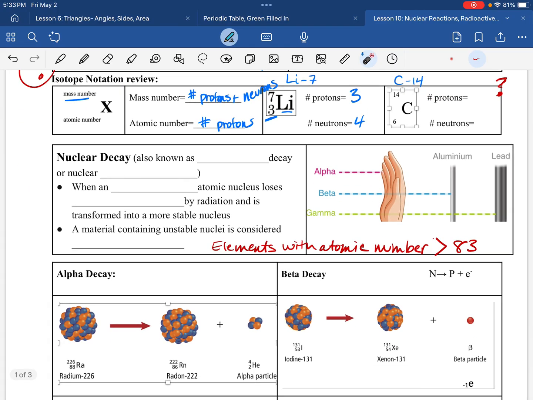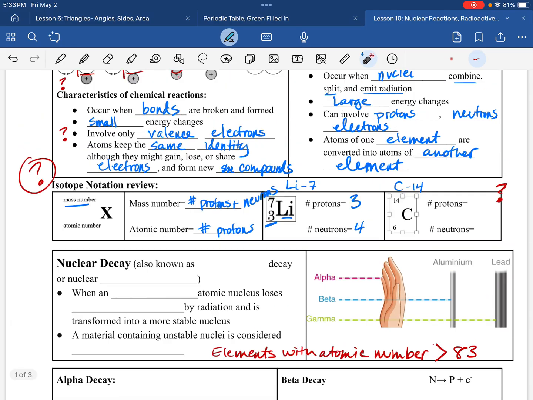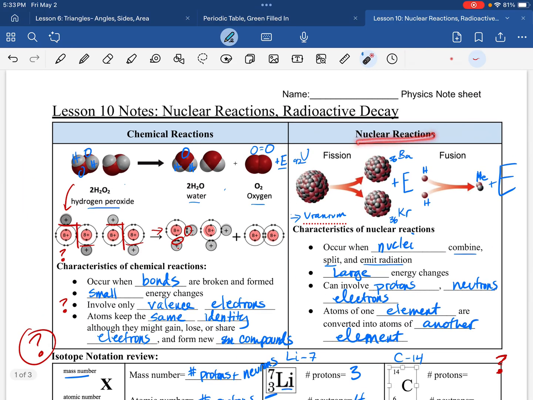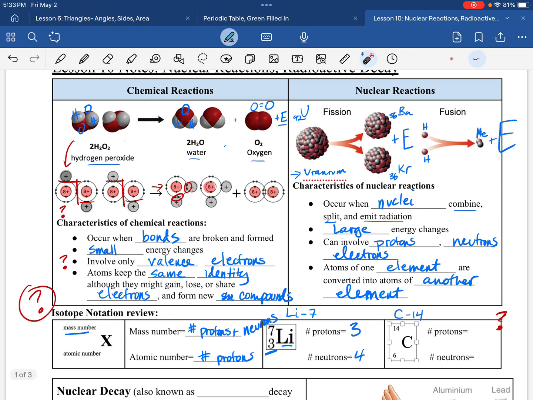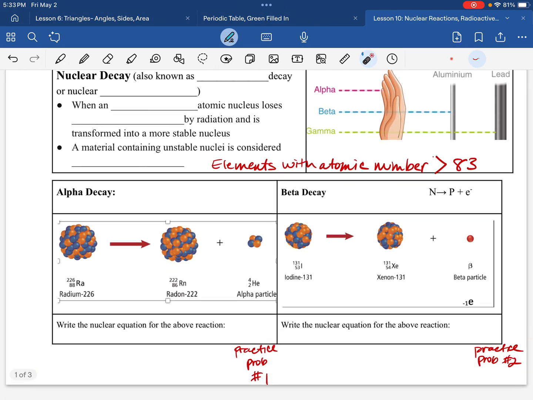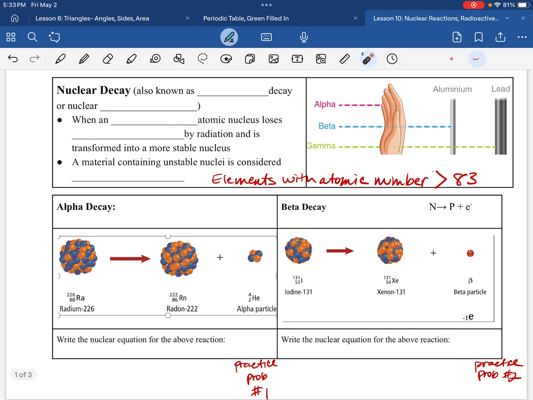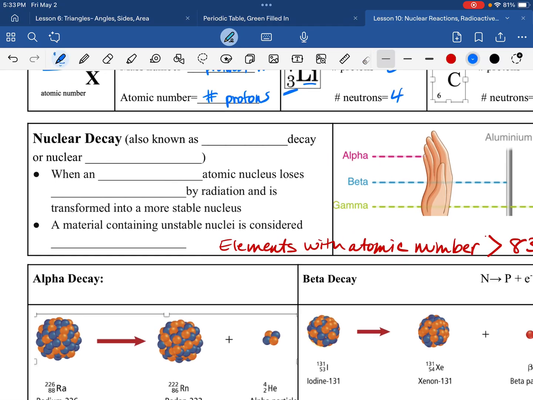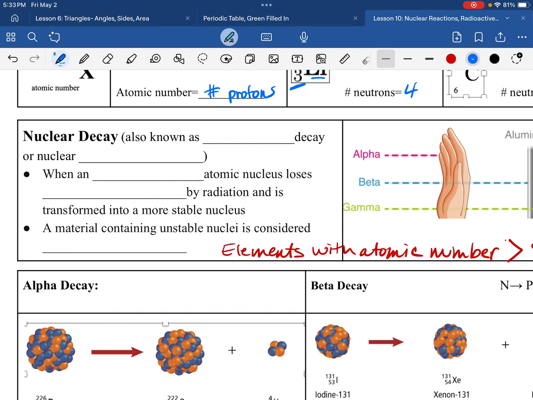Okay, so this note sheet is looking at nuclear reactions that are decay, so fission, big nuclei breaking up into smaller. So that is also known as nuclear decay. So nuclear decay has a couple different names. We sometimes refer to it as radioactive decay, or, as we said above, nuclear fission, like a fissure breaking apart.